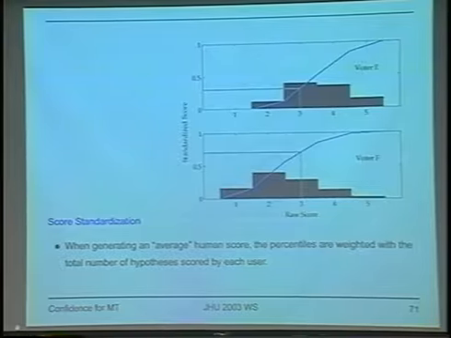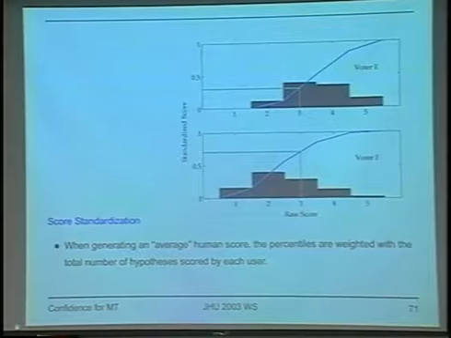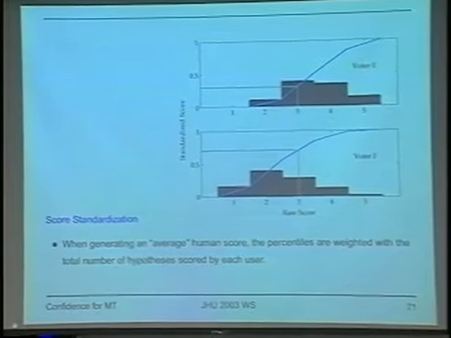I should also mention that when we calculate the average human score, we weight these percentiles by the total number of hypotheses scored by that user. So it's sort of a reliability judgment. If we have more votes from this person, we're more confident that the percentile is accurate.